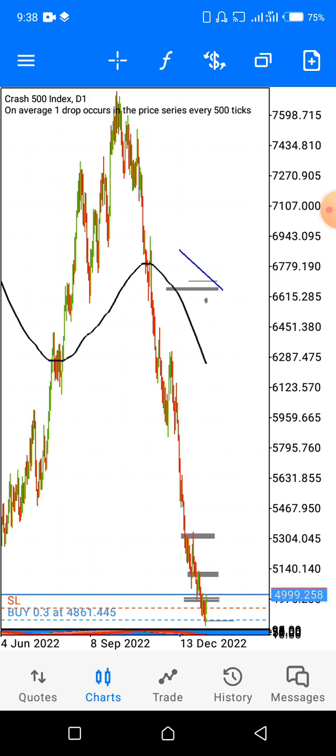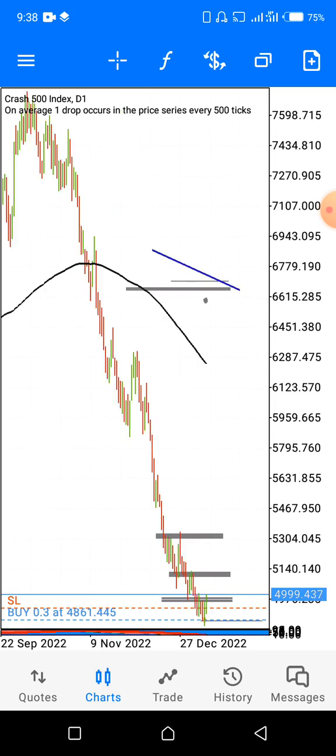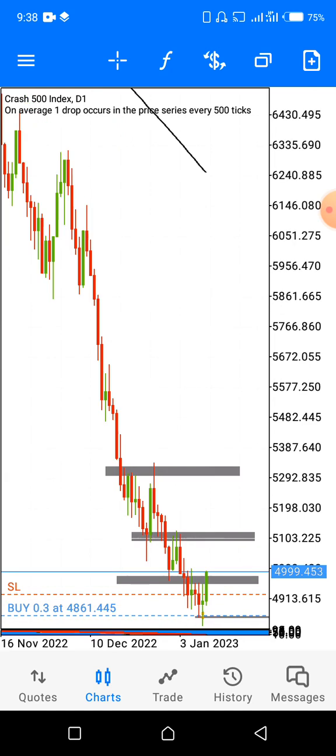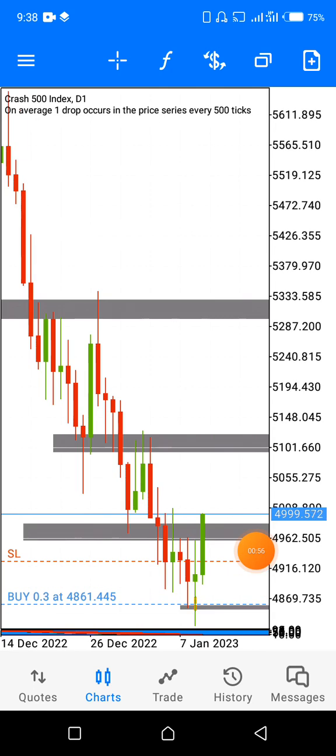Now, how do you identify your trend? First of all, the market, like this particular one now, the market is in a downtrend. So if you zoom in a bit, you notice the market is making lower highs and lower lows. You see, lower highs, lower lows.